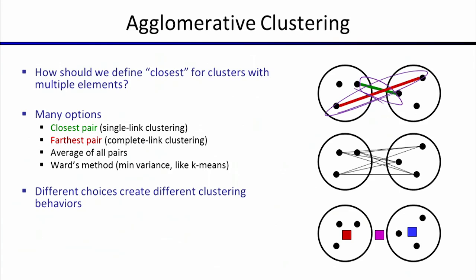And these two things have very different properties. If you use farthest pair, you tend to get big spherical clusters. If you use closest pair, then you tend to get long stringy clusters. Because with closest pair, you can take a long stringy cluster and add one thing onto the end. But that would be really expensive for farthest pair. You could do some kind of average. In practice, average actually doesn't work so well as a variant.